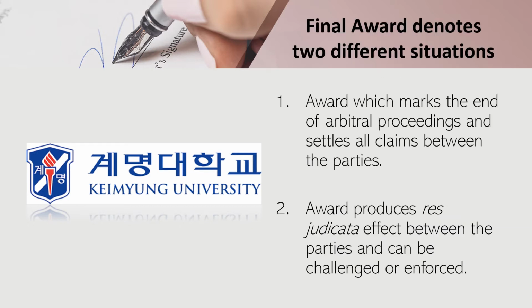The final award indicates two different situations. First, it marks the end of arbitral proceedings and settles all claims between the parties. Secondly, the final award has res judicata effect, meaning you cannot proceed to relitigation. It means that it cannot be challenged. When res judicata effect is given, it means the final decision has been made by the arbitration or the court.